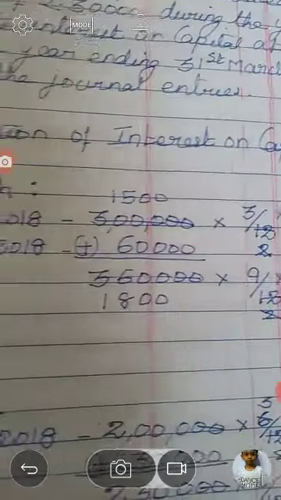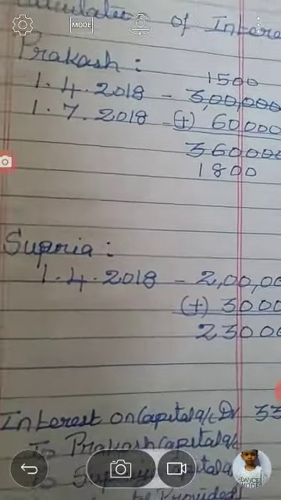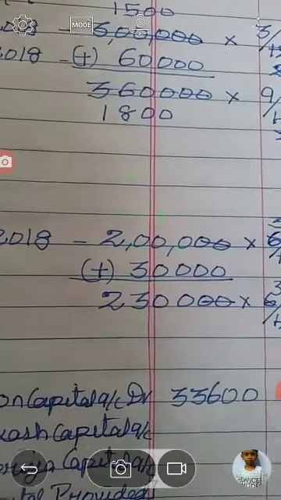So this is the capital of Prakash. So for Supriya, the date is not mentioned. So the additional capital introduced is 30,000.